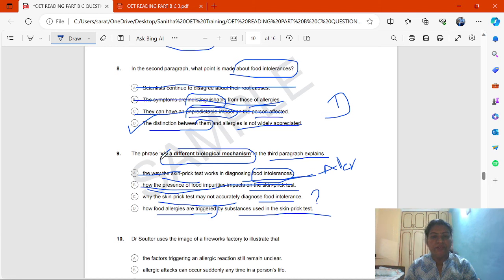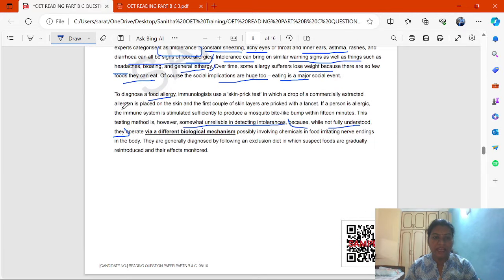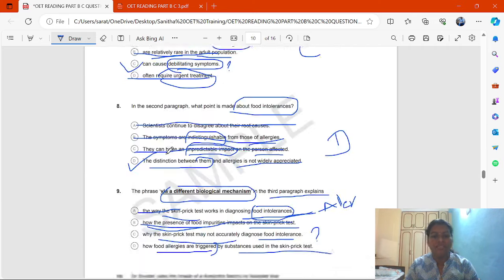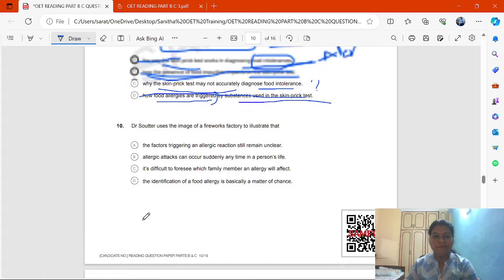Here we have to answer the phrase, the different biological mechanism. The option is how food allergies are triggered by substances used in the test. There are some allergens they use for the skin prick test, food allergy, not for food intolerance. The phrase they give under food intolerance is that it works under a different biological mechanism, so this option is not saying about food intolerance. We can eliminate this option also. Then the correct answer is why the skin prick test may not accurately diagnose food intolerance. Okay, you got the point.